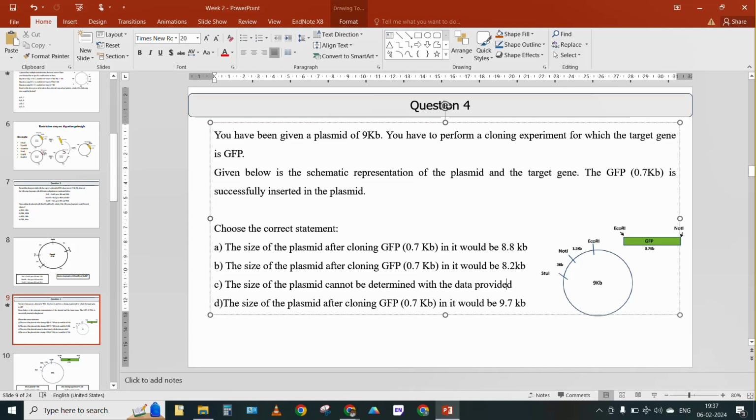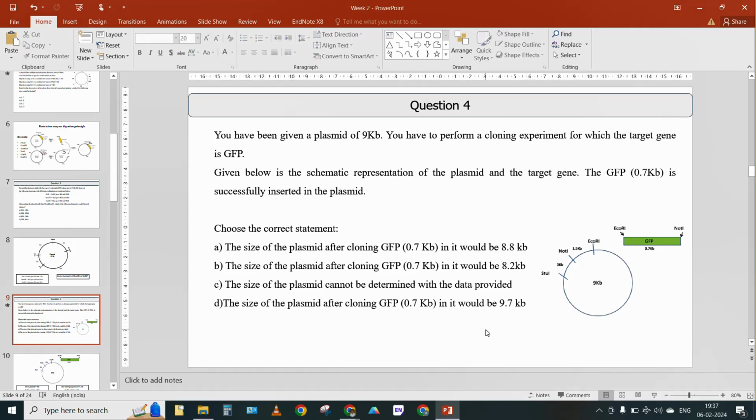So the option C is: the size of the plasmid cannot be determined with the data provided. And the option D is: the size of the plasmid after cloning green fluorescent protein would be 9.7 kb. So, would you like to explain this? Anyone could come and explain this.